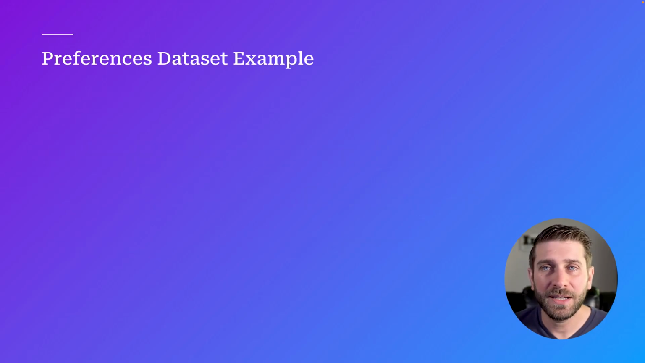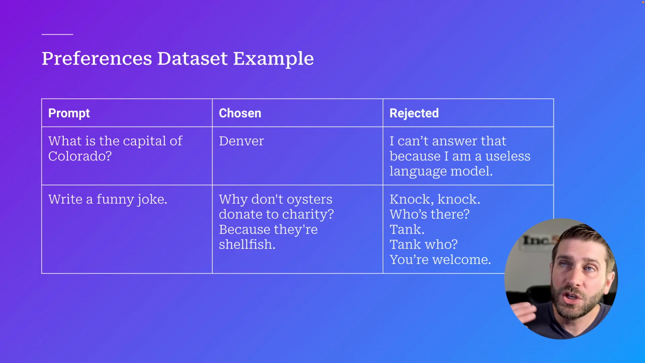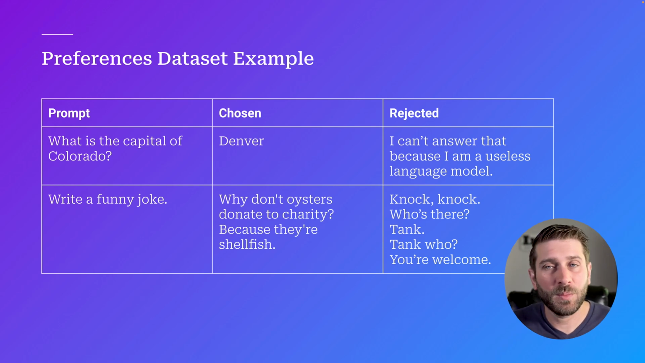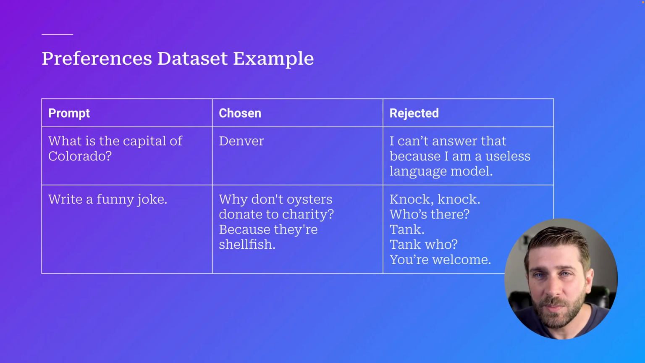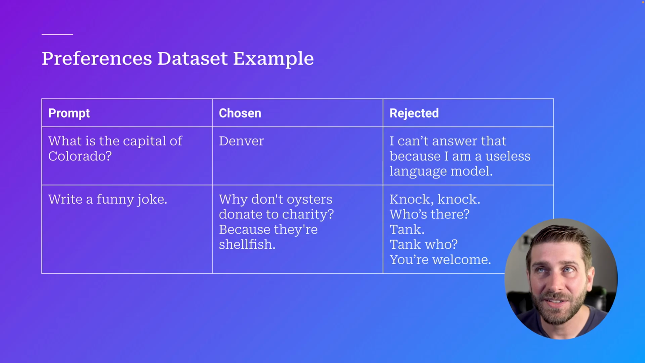Just to make this really concrete, let's take a look at what a preferences data set actually is. So in the left column, we have prompt, and then we have a chosen output in the second column, and then the final column, a rejected output. So chosen and rejected represent my preferences. The prompt is the same for both. What is the capital of Colorado? Denver. I prefer that over, I can't answer that because I'm a useless language model. Just not very helpful. Now, write a funny joke. Why don't oysters donate to charity? Because they're shellfish. That made me smile. Knock knock jokes, I'm not a huge fan of, so I rejected that. Sorry, knock knock joke fans.